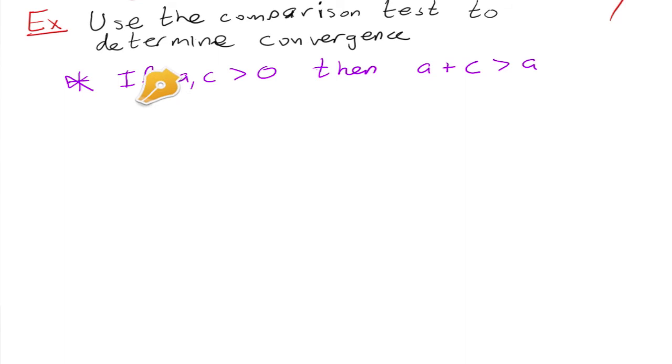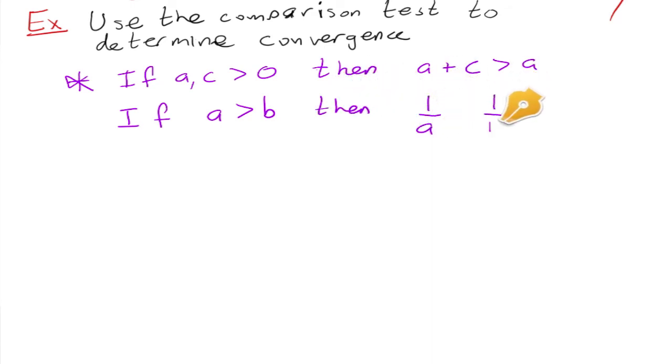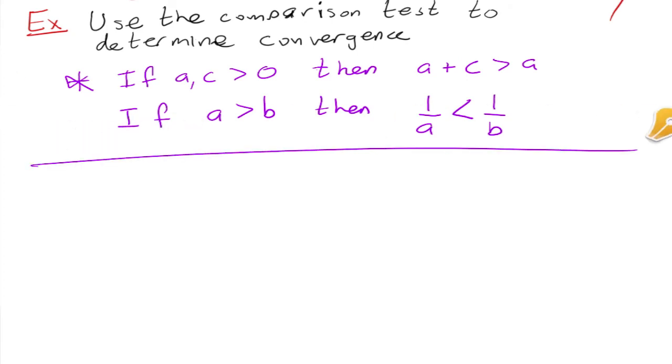All right. Now, if A is greater than B, then 1 over A is less than 1 over B, right? All right, so those two we're going to use a lot. So I just wanted to make sure you point that out. Okay.